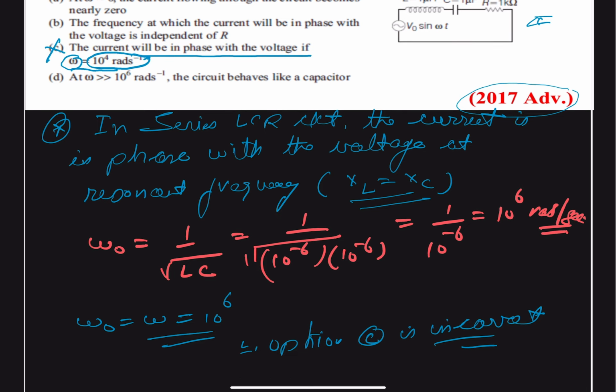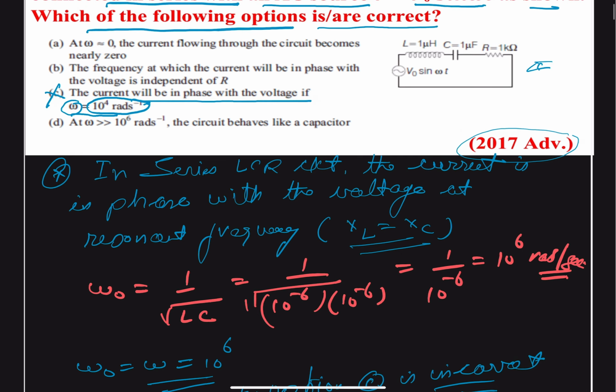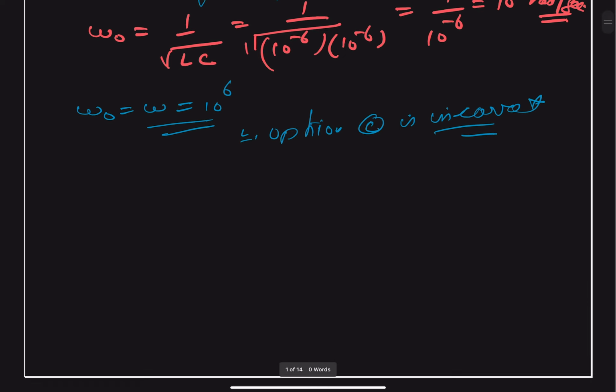And next, we are going to find out that the frequency at which the current is in phase with the voltage is independent of R. Okay, option number B, it says that the frequency at which the current will be in phase with the voltage is independent of R. So obviously, this particular frequency is, like I said, called as a resonant frequency. So let me write it here.